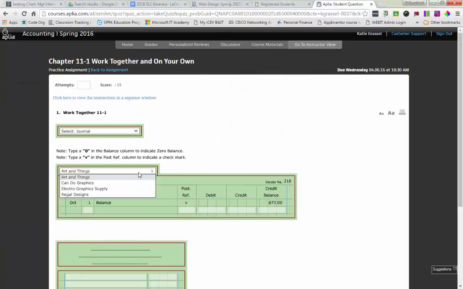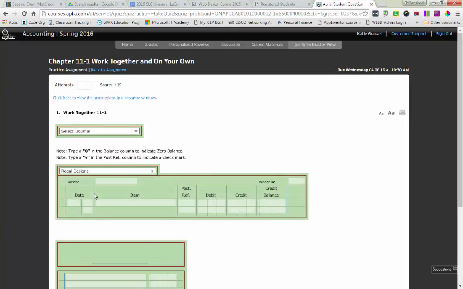So what I need to do is find Regal Designs here in my ledger. I need to fill out the new ledger form for it, so I'm going to put the name of the vendor on top, which is Regal Designs. My account number for Regal Designs is 240. Then go to October 1st as the balance date. I do need to put the word balance in there because they said that's where it comes from. And all I need to do for my balance is put in $877. So that is how you start a new page for an accounts payable account.